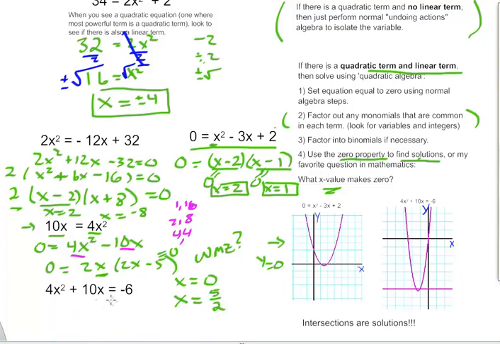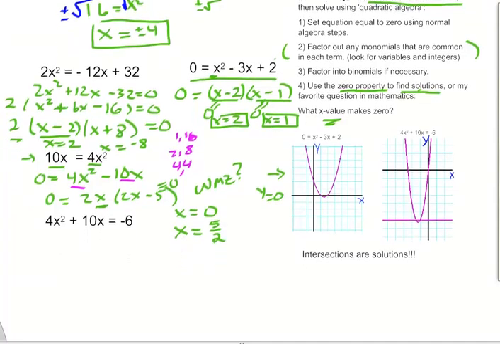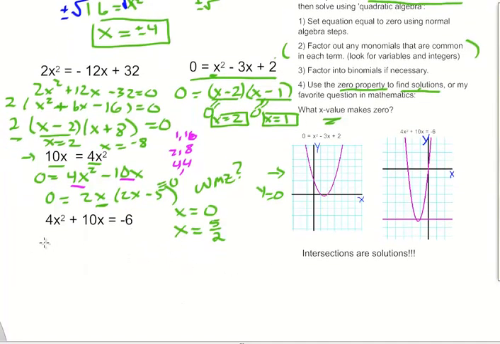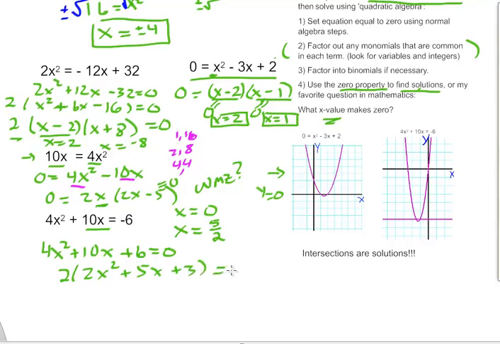One more. Let's do one more here. So I've got 4x squared plus 10x minus 6. First trick: think you know what I'm going to do. I'm going to add 6. Why? Because I'm setting it equal to 0. Why? Because I saw a linear term, and I've got to do this quadratic algebra, and the first step is to set equal to 0. So that's why. I look for common terms, not an x this time, but a 2. Clearly a 2's been distributed. I get 2x squared plus 5x plus 3 equals 0.